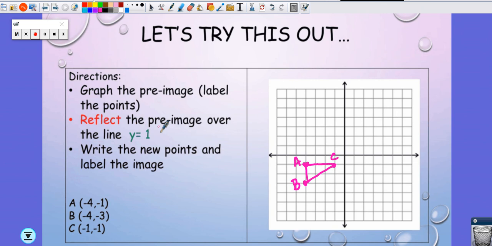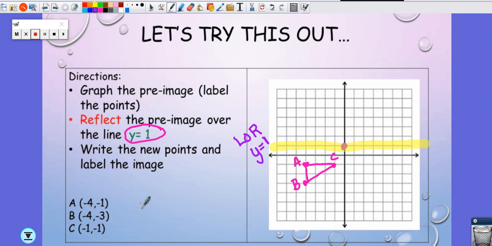And now it says reflect the pre-image over the line y equals 1. Now this is very different from the last video because now we have to follow some instructions. We have to go to the y-axis and go to the number 1. That's the y-axis, and I'm at the number 1. Now I need to draw the line through there, through y equals 1. So I'm going to draw the line through y equals 1, and I'm going to write that, y equals 1. And this is my line of reflection.